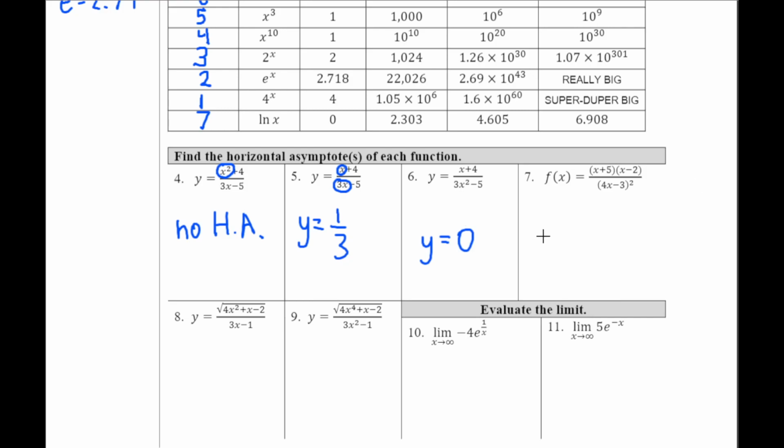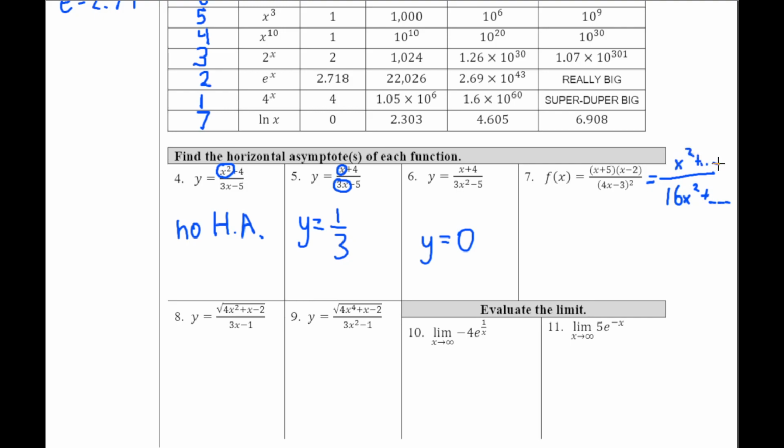For question 7, this one looks a little more complicated. However, it's not too bad once you know the trick. So you see I have a 4x minus 3 squared, and if we expanded this all out, the first term would be 4x times 4x, which is 16x squared, and then plus whatever it is. We don't care about the rest because we only care about the term that increases the quickest, which is 16x squared. On the top, x times x is x squared, and the rest is unnecessary here.